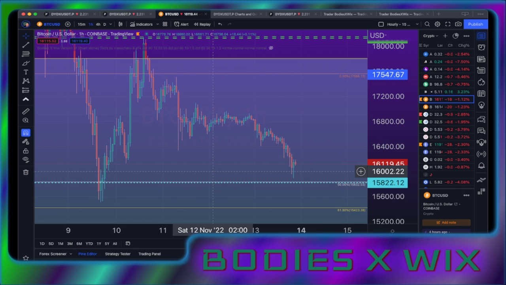Try to figure out where your premium and discount ranges are, which is your 60%. If we flip the Fibonacci upside down, 61% is going to be on the top. That is your premium, which is where most of the big money likes to dump things and try to make the price go down.